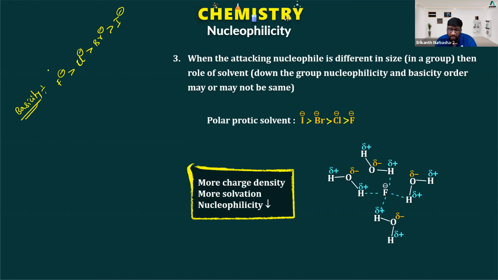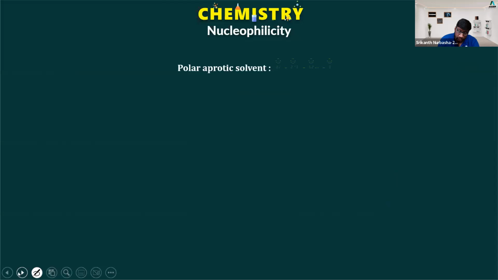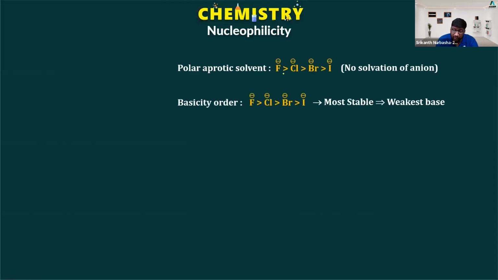So the order of basicity and the order of nucleophilicity are going to be different when the solvent is polar protic. The order of basicity and nucleophilicity are the same when the solvent is polar aprotic. Polar aprotic solvent means no solvation of anion, so the nucleophilicity order is F minus, Cl minus, Br minus, I minus. Basicity order is also F minus, Cl minus, Br minus, I minus. The basicity order and nucleophilicity order in polar aprotic solvent are the same. In polar protic solvent they are different. They are opposite. Is that clear, students?